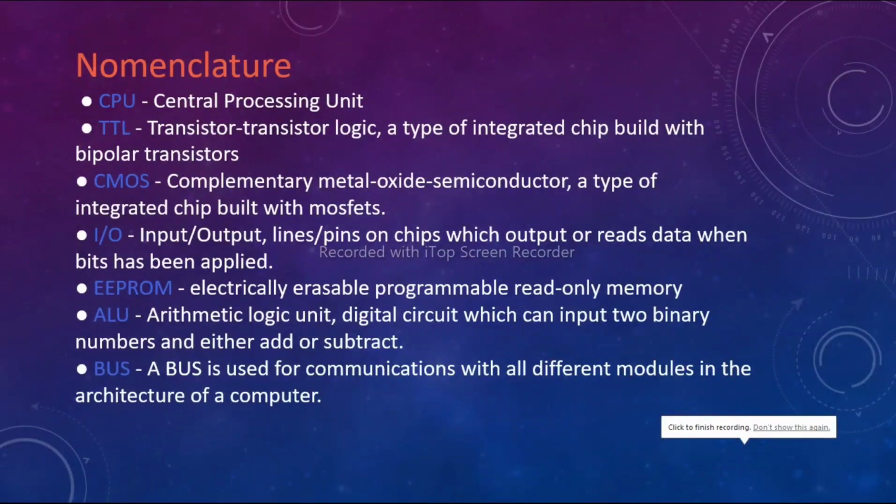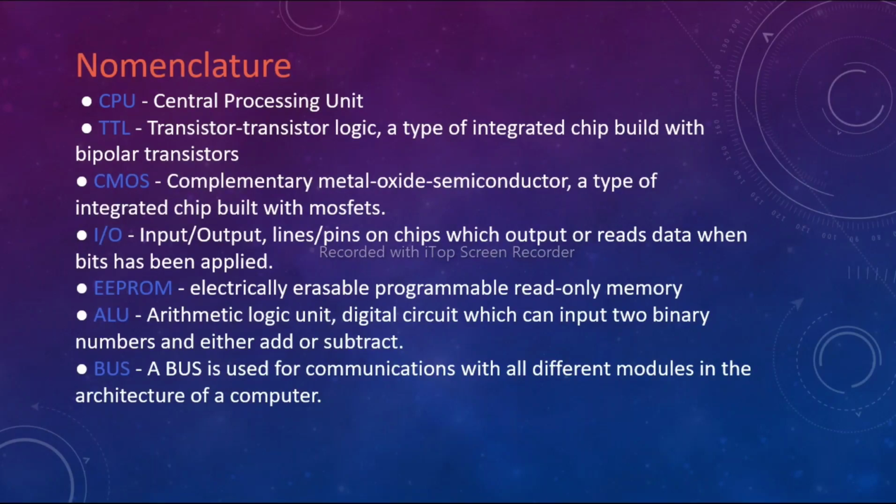Hello everyone, this is performance class number 8 about the CPU and the inside of the CPU. Nomenclature. CPU is Central Processing Unit. TTL, transistor-transistor logic, a type of integrated chips built with bipolar transistors. CMOS, complementary metal oxide semiconductor, a type of integrated chips built with MOSFETs.